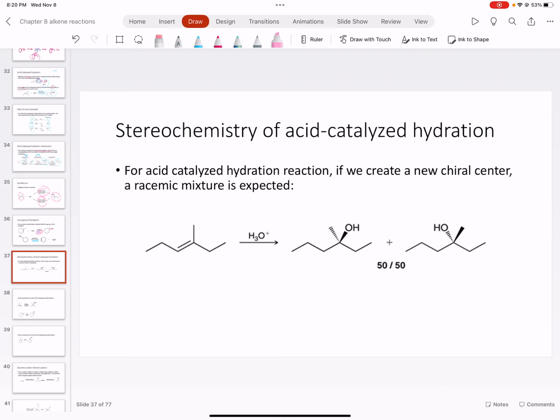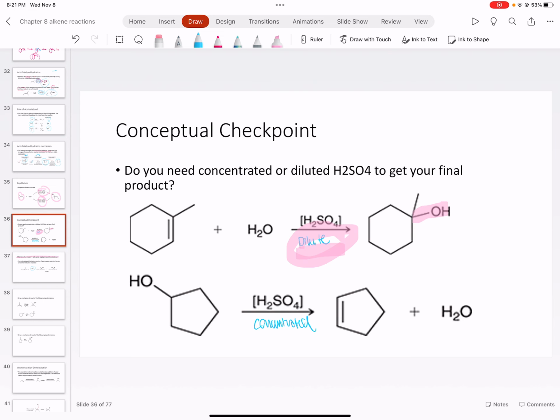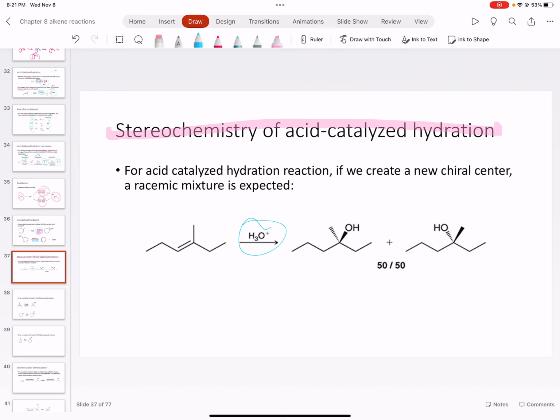So then there's stereochemistry, acid catalyzed hydration. For acid catalyzed hydration, if we create a new chiral center, we will get a racemic mixture, as expected. So then it will be the same scenario. If we get this reagent, H2SO4, and it's chiral, when we do that addition across a double bond of OH and H, if we create a chiral center, we'll get the product plus its enantiomer.